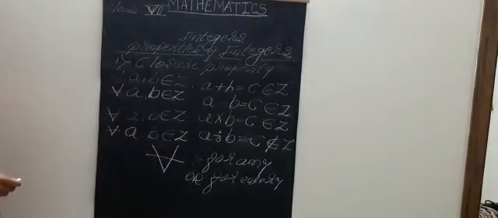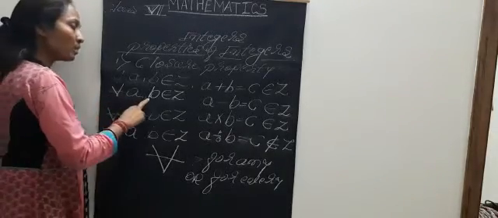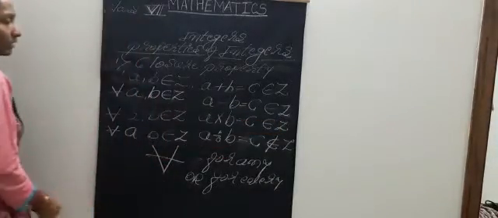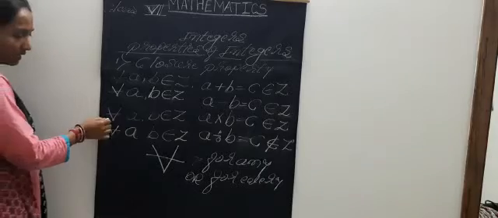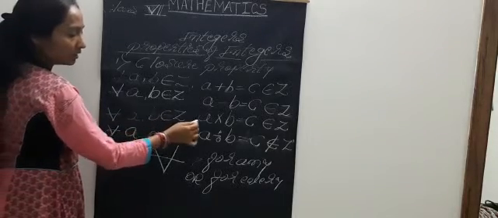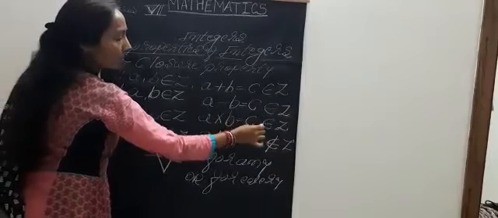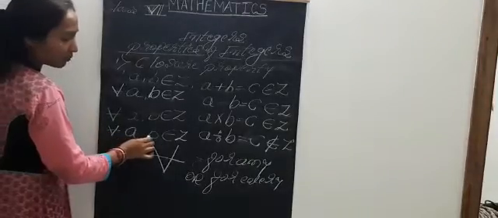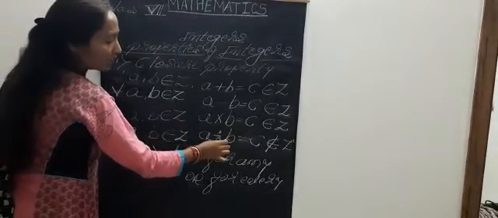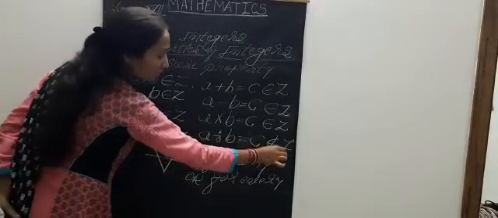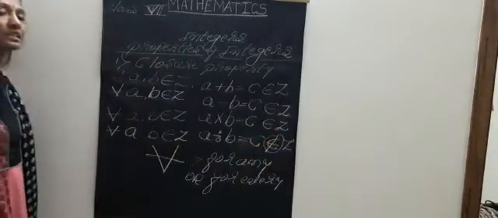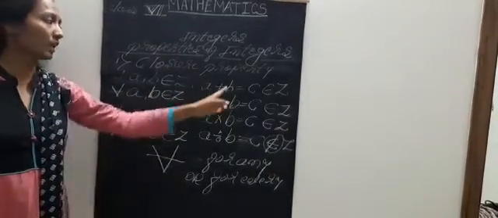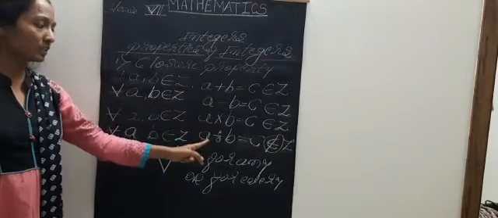Next, closure property for subtraction. For any a comma b belongs to Z, a minus b is equal to c belongs to Z. Then closure property for multiplication. For any a comma b belongs to Z, a multiplied by b is equal to c belongs to Z. Next, closure property for division. For any a comma b belongs to Z, a divided by b is equal to c does not belong to Z. Why that does not belong, we will discuss in the next session. So these are the mathematical statements of the closure property for addition, subtraction, multiplication, division.